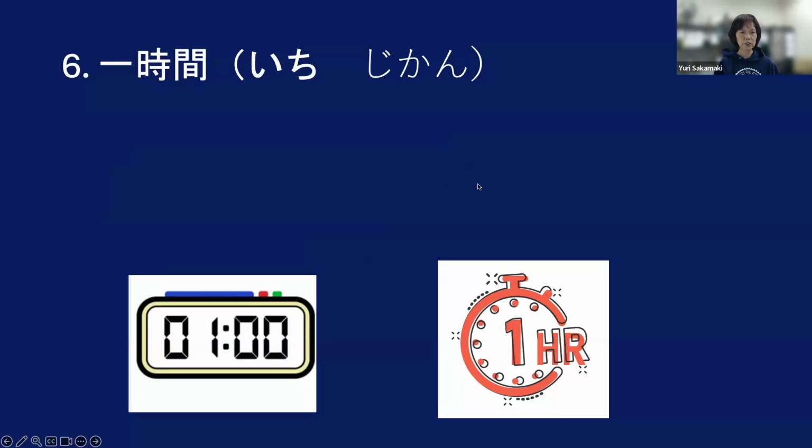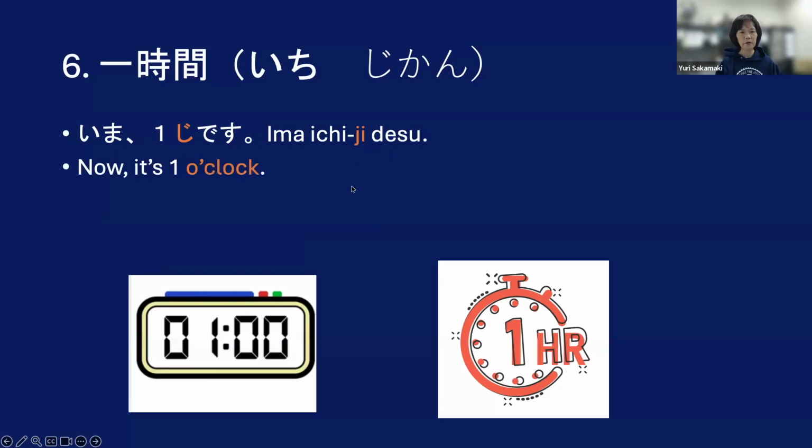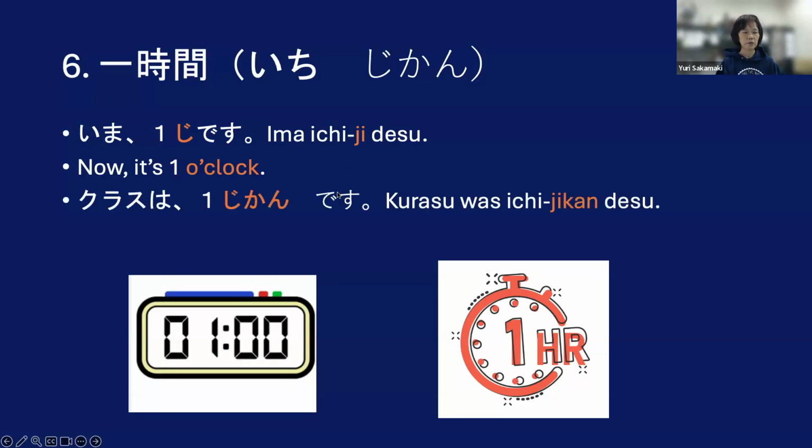Another expression that we're learning in lesson 4 is a duration of 1 hour, 2 hours, 3 hours. So if you remember, ji ending is o'clock, right? 今1時です。It's 1 o'clock now. But if you add kan to ji, then it becomes a duration. All right? So クラスは1時間です。So in this case, the class is for 1 hour. It's not at 1 o'clock, right? So there's a difference between ji, which is o'clock, and 時間, where you're talking about a duration of time.